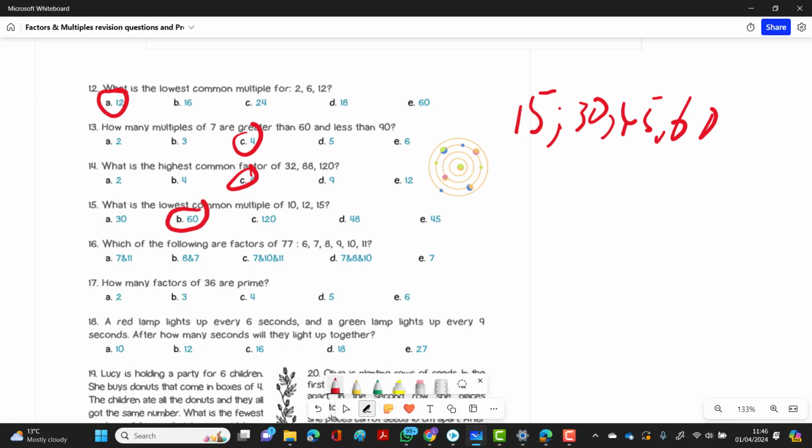Which of the following are factors of 77? Well, 6 is not, 8 is not, 9 is not, 10 is not. So 7 and 11. So 16 should be 8. Okay.